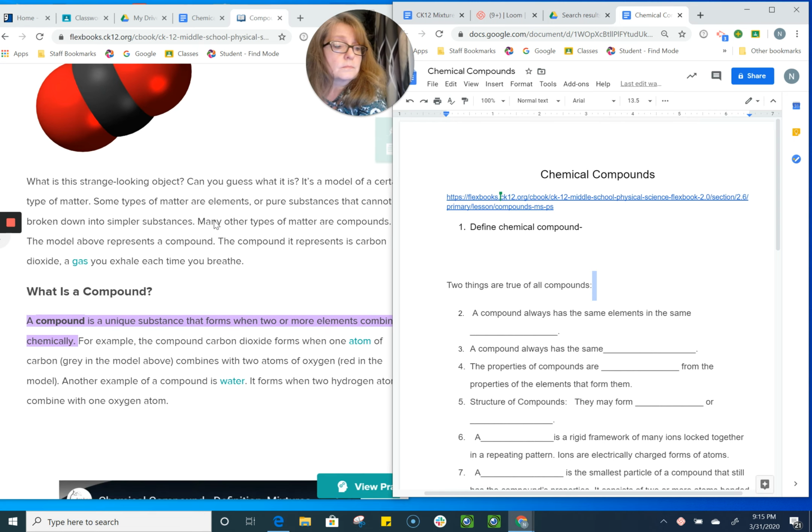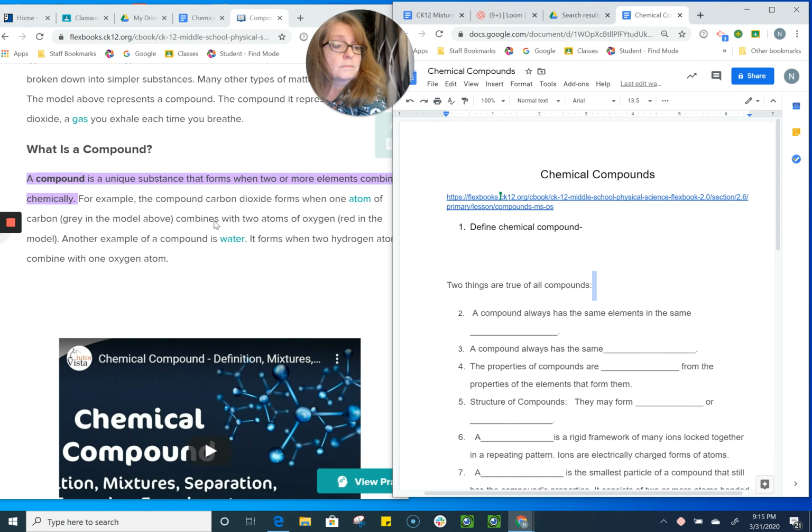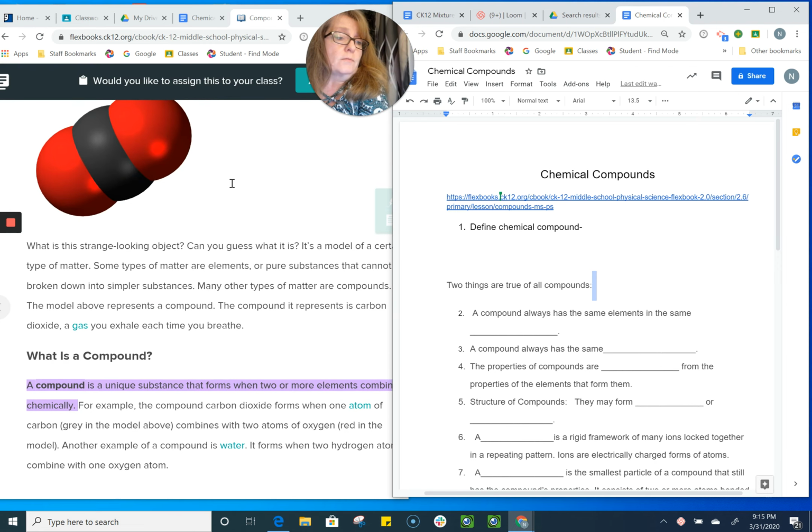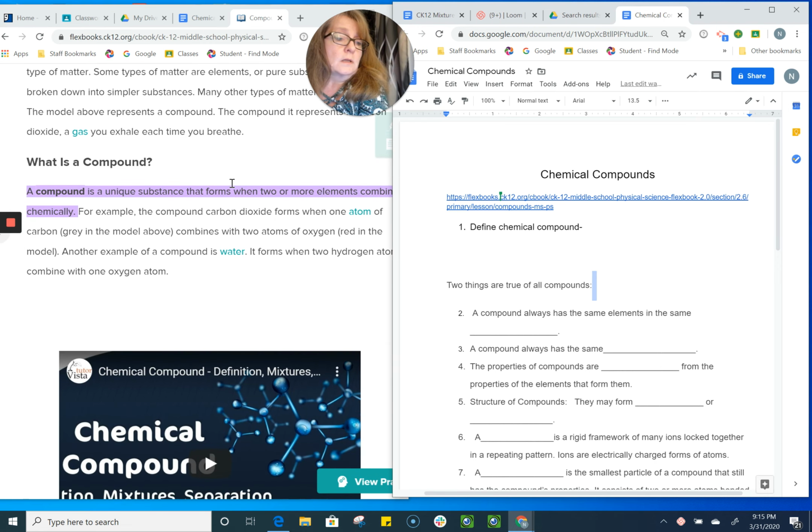So, the example here in the reading, the compound carbon dioxide forms when one atom of carbon combines with 2 atoms of oxygen. In the diagram above, 1 gray to 2 red, and that could be carbon dioxide. Another example of a compound is water. That's when 2 hydrogen atoms combine with 1 oxygen atom.